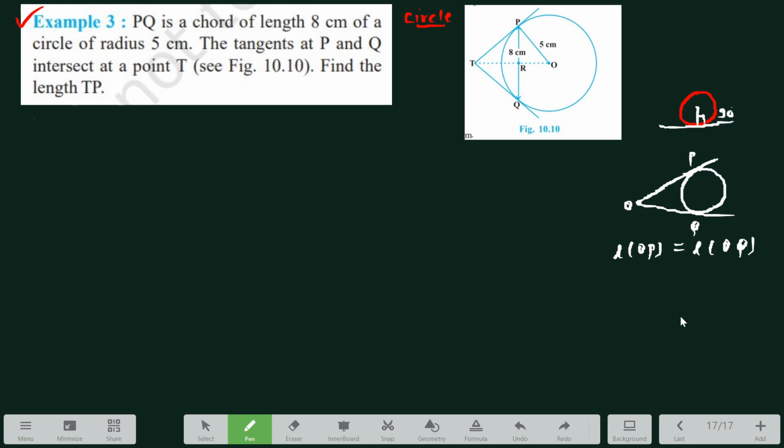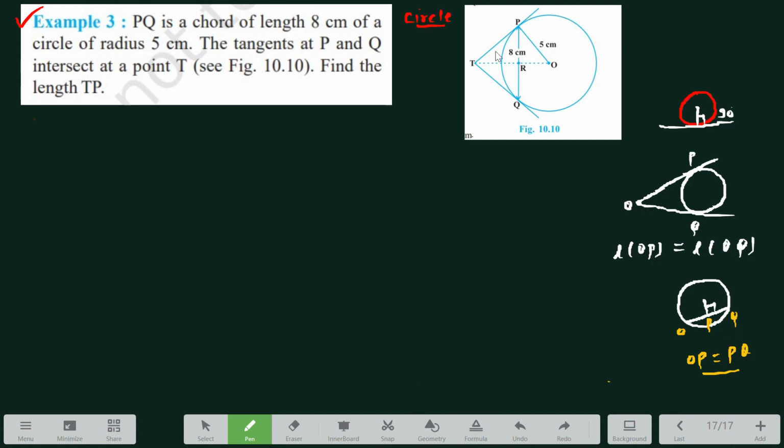And if any circle is given, and this is the center of the circle and this chord is given, then the perpendicular from the center of the circle to the chord bisects the chord. If the chord is like this, suppose OPQ, then OP is equal to PQ. So this is one of the most important concepts.